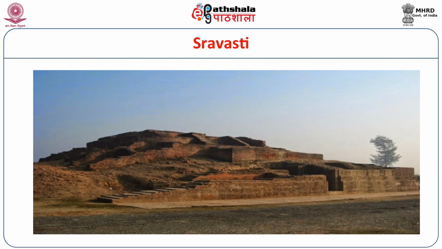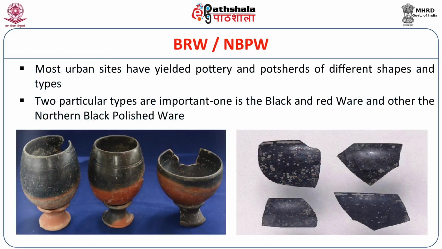So, it was from a crafts village, it was turned into an important urban center. Two very important potteries, or potsherds, that are found of different shapes and sizes in most of the urban sites are black and red ware and the NBPW. I have already talked about the NBPW, but black and red ware are very common potteries which were used in regular life, and NBPW were deluxe potteries which were generally used for luxurious feeling.